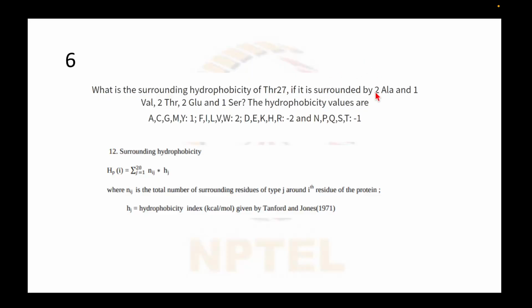So for alanine, the value is, if we take alanines 2, so 2 into surrounding hydrophobicity of alanine plus 1 into surrounding hydrophobicity value of valine plus 2 into surrounding hydrophobicity of threonine plus 2 into surrounding hydrophobicity of glutamic acid plus 1 into surrounding hydrophobicity of serine will give you a value of -3, which is the surrounding hydrophobicity of the residue threonine 25.